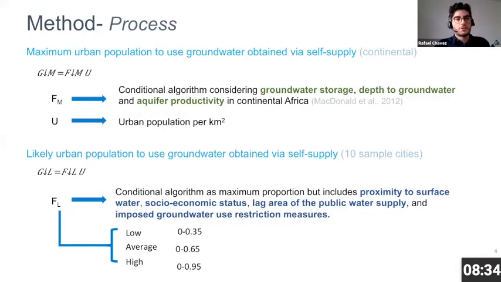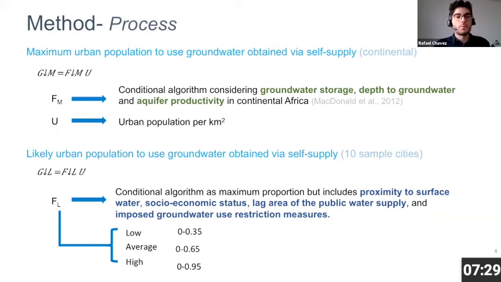Next slide, please. This is a GIS-based method, and we estimated maximum and likely urban population to use groundwater obtained by self-supply. The maximum, GM, was estimated using physical characteristics of the groundwater systems, that is groundwater storage, depth to groundwater, and aquifer productivity, while the likely part, GL, was estimated considering also proximity to surface water, groundwater use restriction measures, and proxies we developed: socioeconomic status and lag area of public water supply. All of these parameters were captured in FM and FL. These were proportions: FM, the maximum proportion of population using, and FL, the likely proportion.